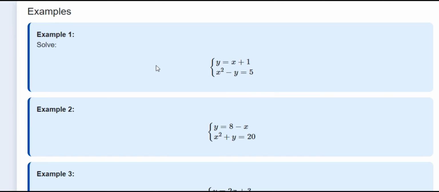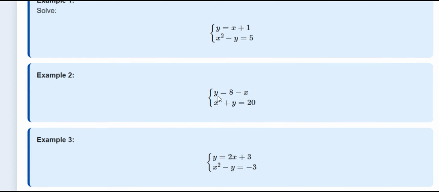So for example, if I have a set of equations like this, y equals x plus 1 is linear because none of the unknowns is raised to power 2. But x squared minus y equals 5 is quadratic because at least x is raised to power 2. That is the same case with this one.